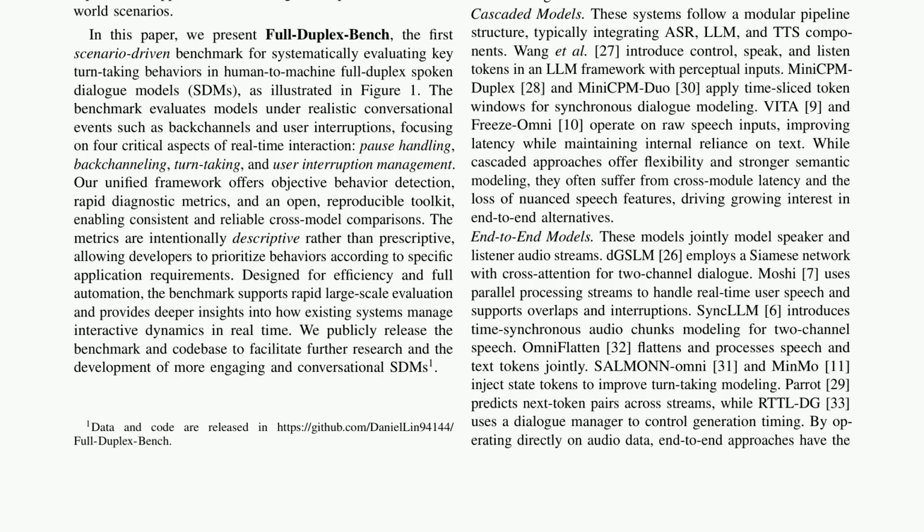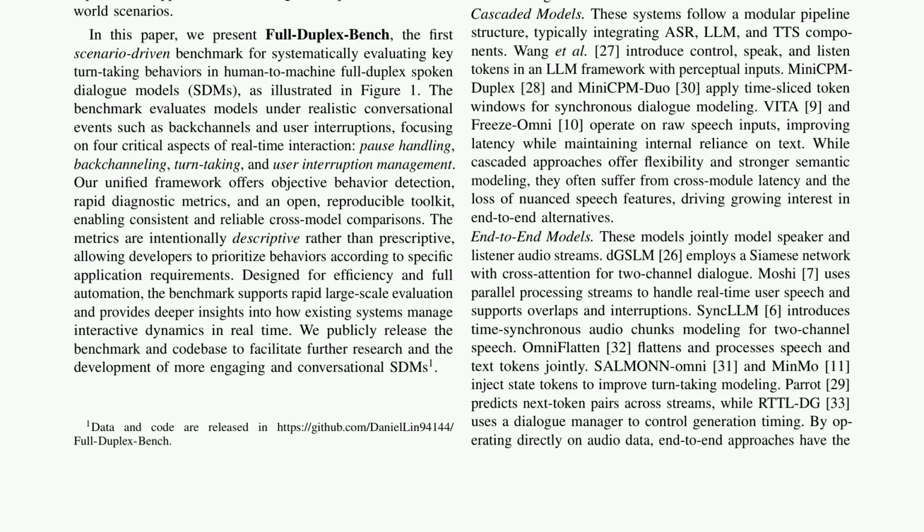End-to-end models. These models jointly model speaker and listener audio streams. dGSLM [26] employs a Siamese network with cross-attention for 2-channel dialogue. Moshi [2] uses parallel processing streams to handle real-time user speech and supports overlaps and interruptions. SyncLLM [16] introduces time-synchronous audio chunk modeling for 2-channel speech.